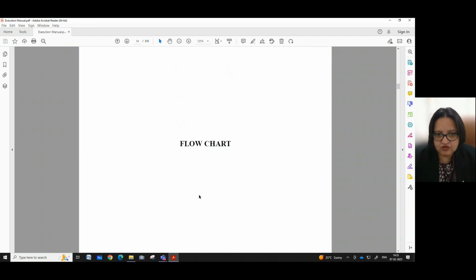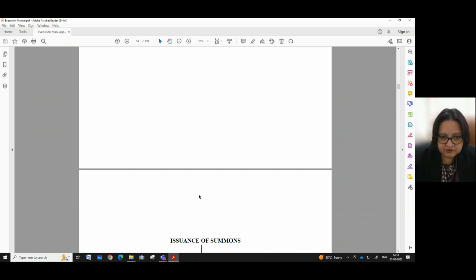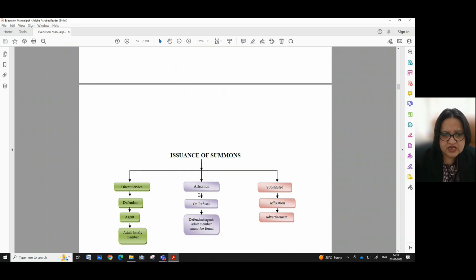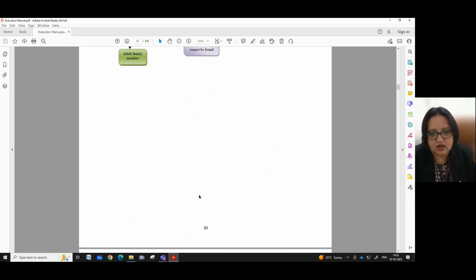Along with the chapter, we have also given flow charts to help our audience understand the entire procedure given in chapter 3. If we see the flow chart with regard to the issue of summons, it clearly reflects how the summons are to be served, either by direct service, affixation or substituted service, and how the direct service is to be done, how and when the affixation is to be done, and how the substituted service of the summons is to be done.